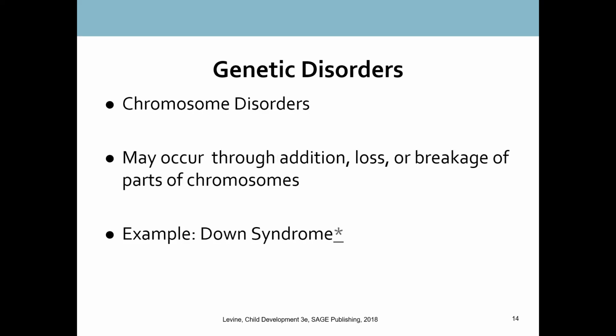That's cool. Then we have chromosome disorders. So these are disorders that involve chromosomes rather than genes, which are the little parts of a chromosome. These involve whole chromosomes that are missing, or there's an extra chromosome, or there's a damaged chromosome. So it may be the addition, the loss, or the breakage of parts of chromosomes. The primary example, and the most frequently occurring example of a chromosome disorder, is Down syndrome.